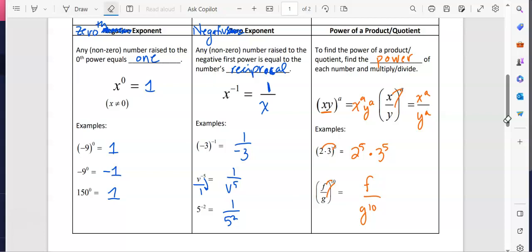Now, like I said, all of these powers combine with other powers. So let's say, for example, this was f over g squared. Then when I use this power, I would do 10 times 2 for my g, and that would end up as g to the 20th. So that's the way all of our powers combine. All of our rules combine.